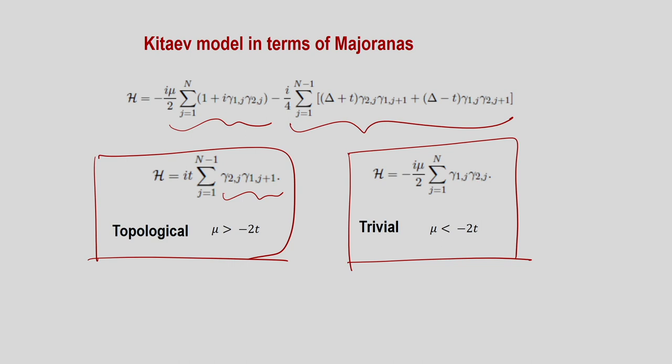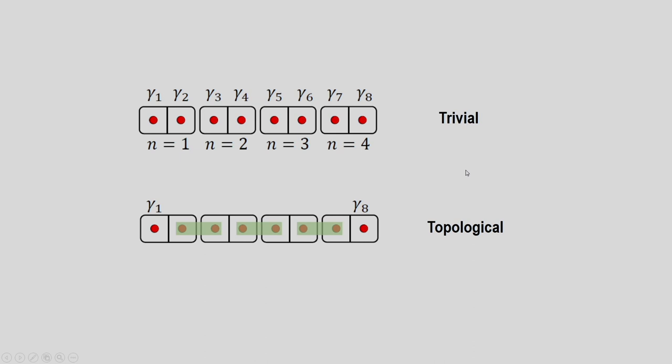So this is the Hamiltonian corresponding to the topological limit, and this is the Hamiltonian that corresponds to the trivial limit. These are the Kitaev chain in terms of the Majorana. And now you see that the trivial would correspond to these gamma 1, gamma 2, gamma 3, gamma 4, etc.